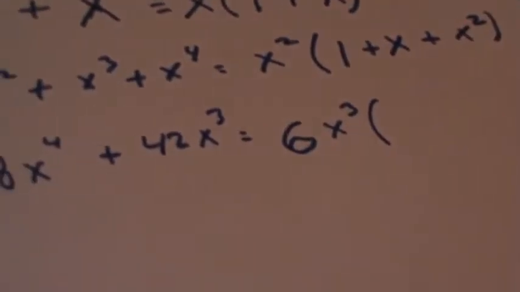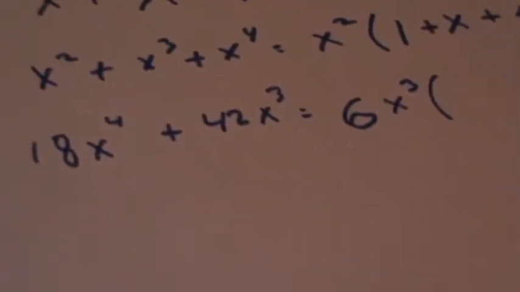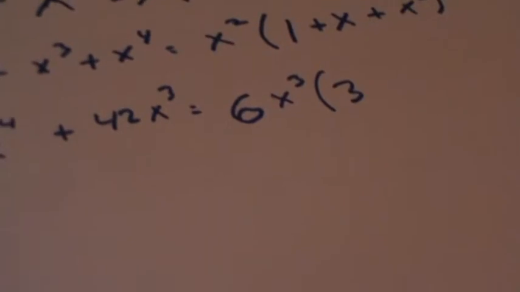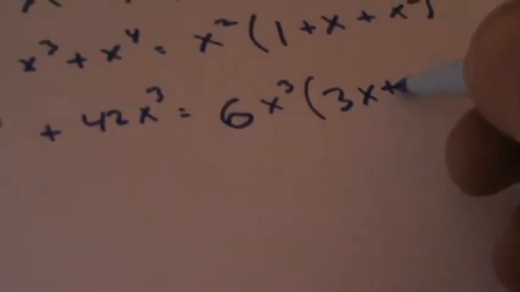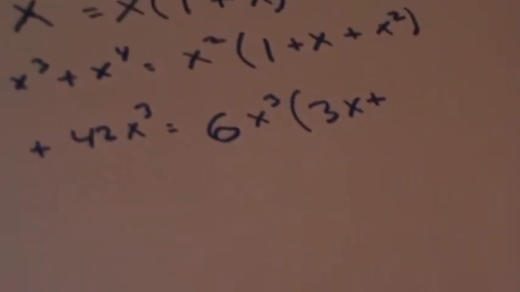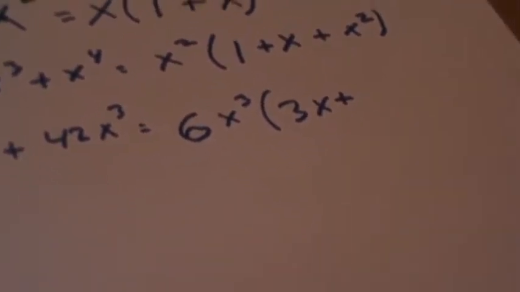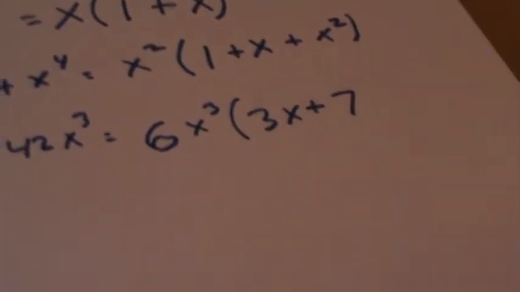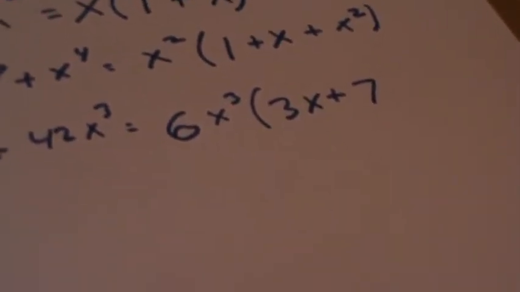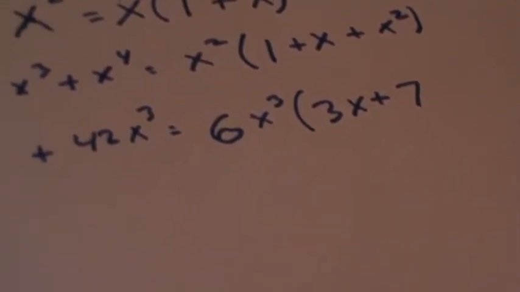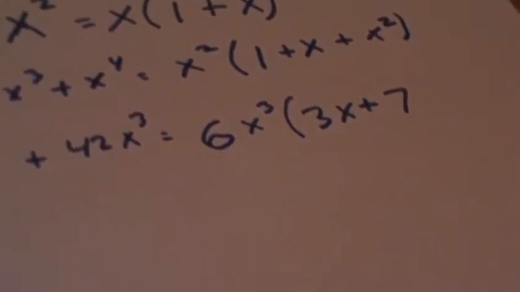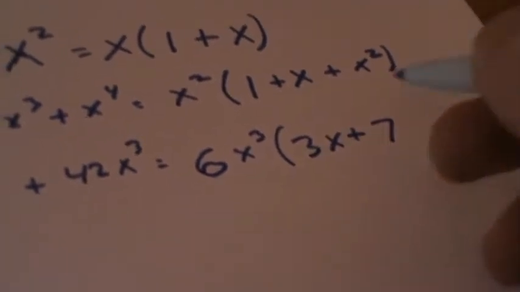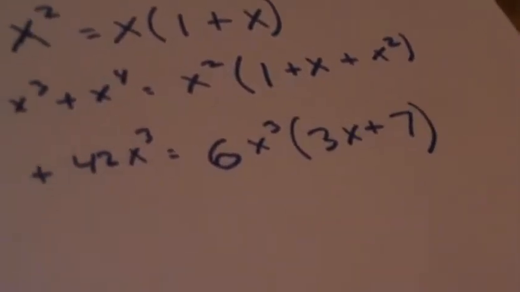So now we go, 6 times what gives you 18? As we already know, that will be the number 3. x to the third times what gives you x to the fourth? That will be x to the first. Plus, do the same thing here. 6 times what gives you 42? That will be the number 7. 7 times 6 is 42. Now the next thing is x to the third times what gives you x to the third? Actually, there's nothing. It'll be just plain 1 itself. So you get a situation like that. We close it up with parentheses.